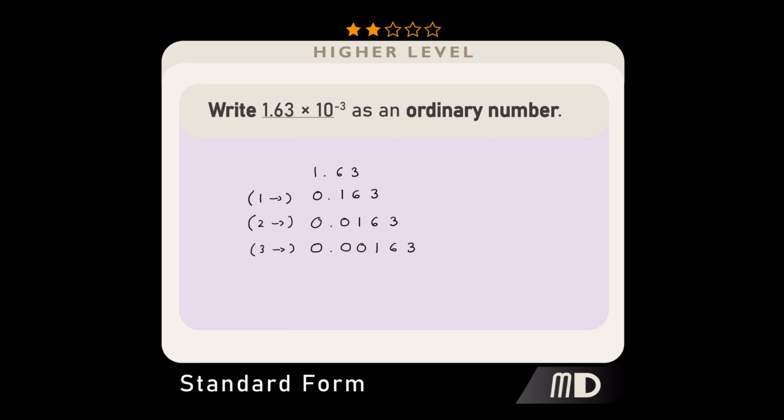So 1.63 multiplied by 10 to the power of -3, written as an ordinary number, and the answer to this part of the question is 0.00163.